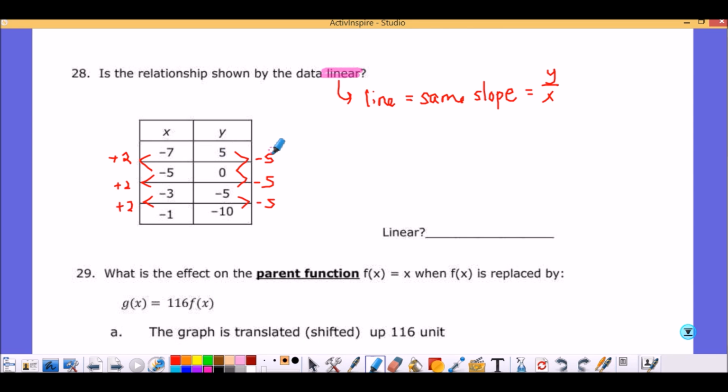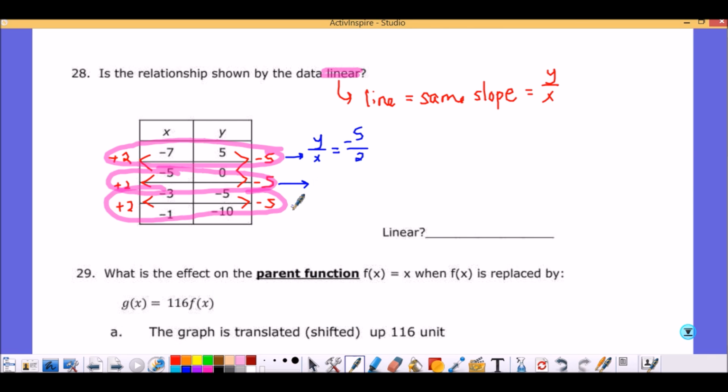So now I'm going to go side to side. So remember, my slope is y over x. So it's going to be y over x, which is negative 5 over 2. So we're going to do that and see if it's all the same going down each column. And it sure does look that way. So when I go down, it all is negative 5 over 2. So yes, it is a linear function.